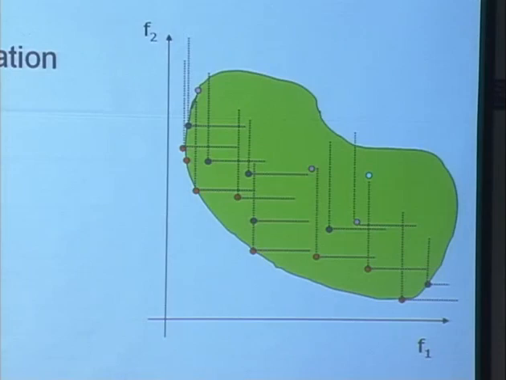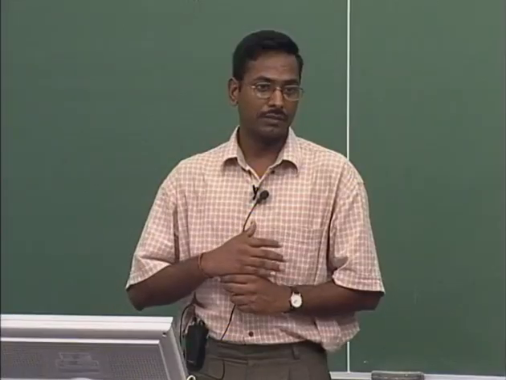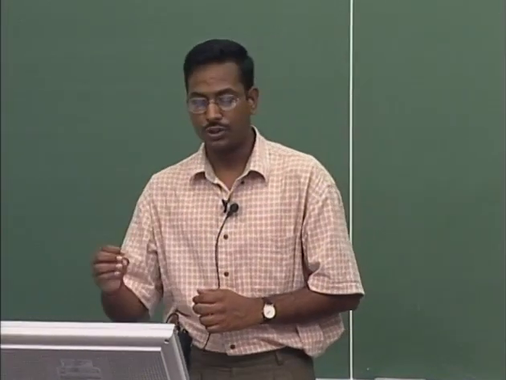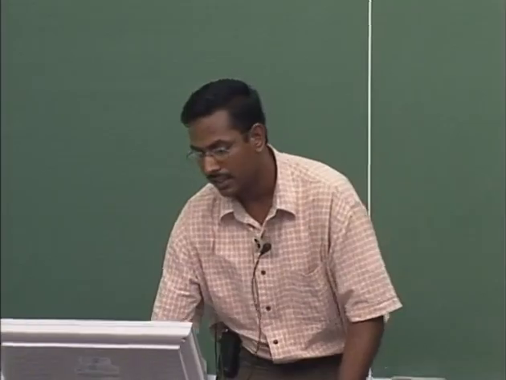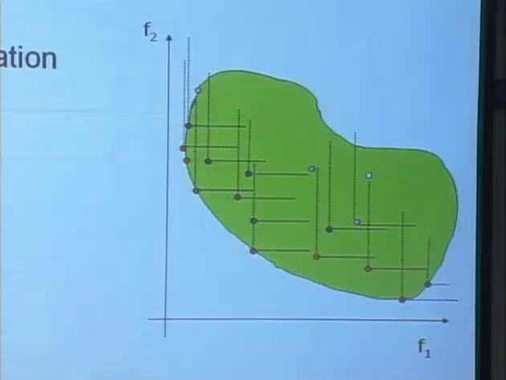rank 1 solutions. Now, if I remove all these red solutions and find the next level of non-dominated points, they will be my rank 2 solutions, and so on, until I exhaust all the points and assign each solution a rank. So in this case, we can see that we have rank 1 solutions which are red, rank 2 solutions which are blue, rank 3 solutions which are pink, and rank 4 solutions that are blue.